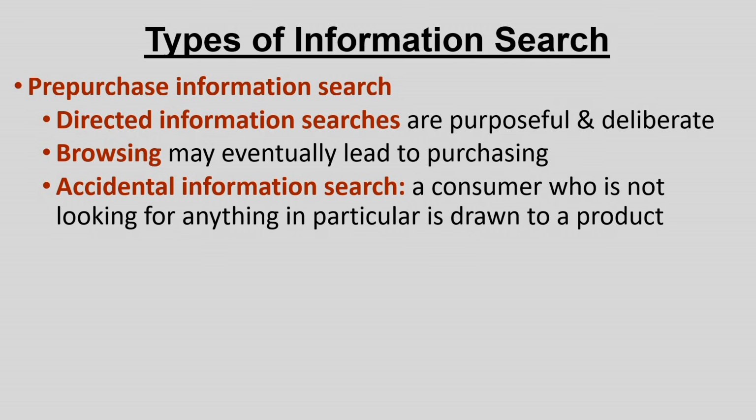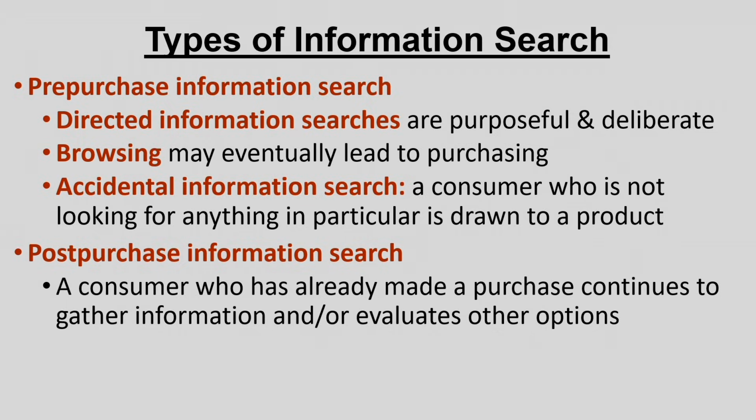And the third is something called accidental information search. Here a consumer who is not looking for anything in particular is drawn to a particular product. Just because you are there, some company is offering something, and you two were never meant to be together, but you are at the right place at the right time, and so you get to know something about a particular product which you were never looking for. And so these are called accidental information search.